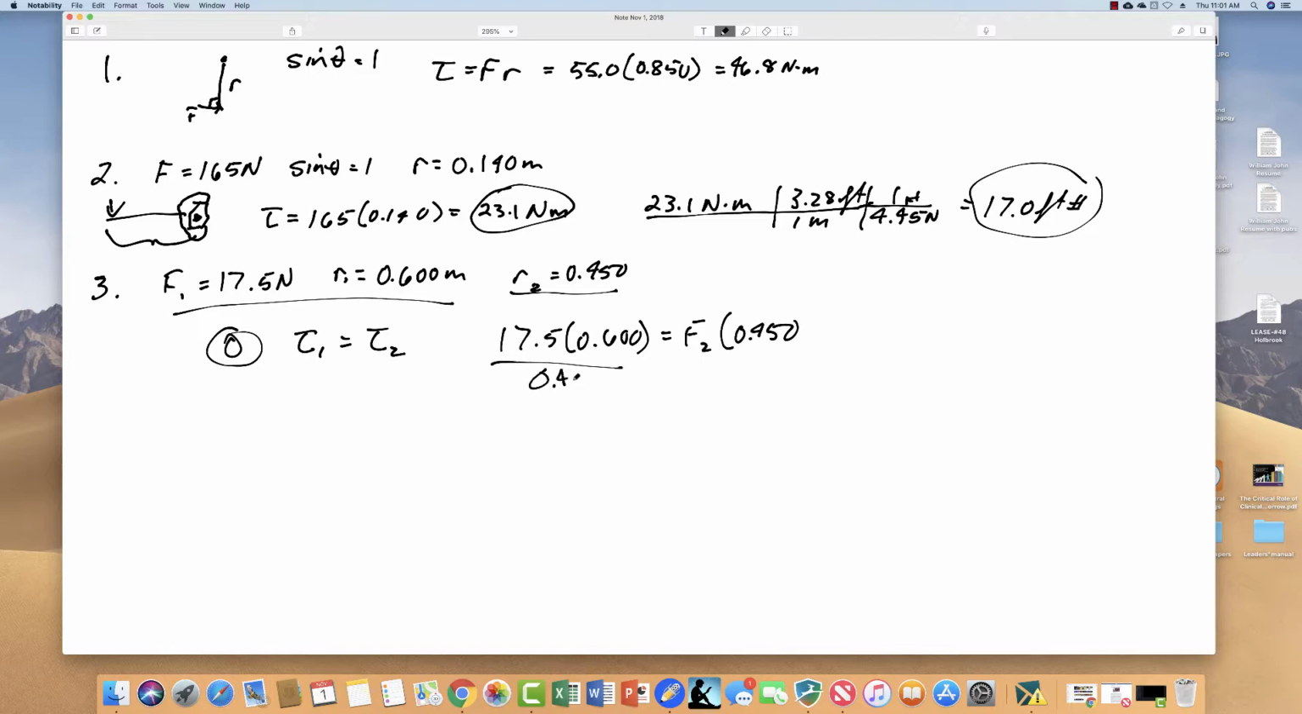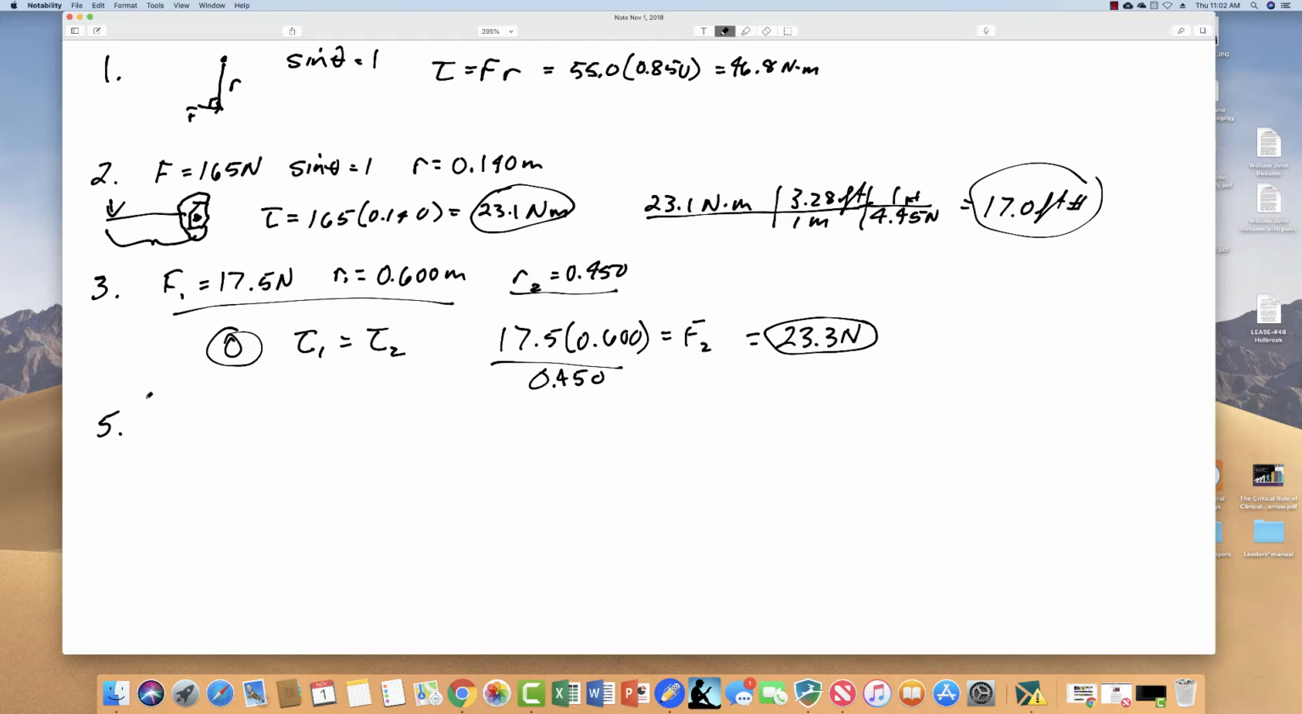If you divide this by 0.45, you get what F2 ends up being. And so if you do the math here, you get 23.3 newtons. And so the second child has to push harder because the pusher is closer to the hinge than the person pushing at 17.5 newtons.